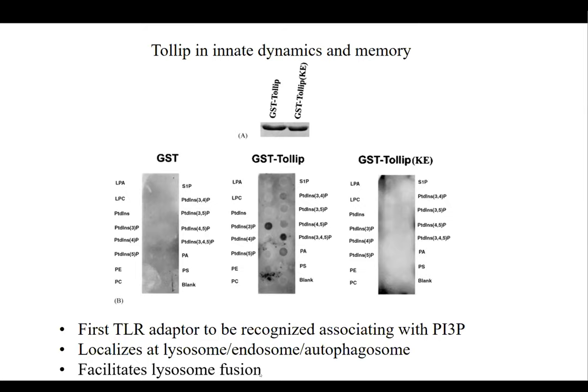In the context of monocyte programming, we found higher dose endotoxin increases TOLLIP, but lower dose, super low dose endotoxin actually reduces TOLLIP level. And so TOLLIP serves as a switch that can differentiate the signal strengths of LPS.